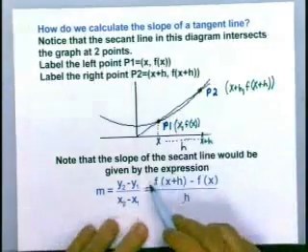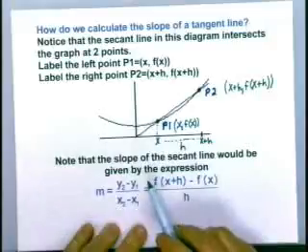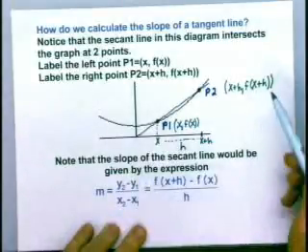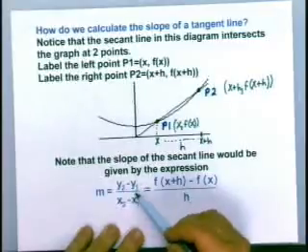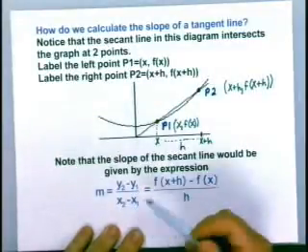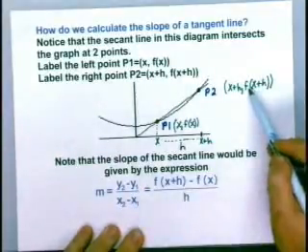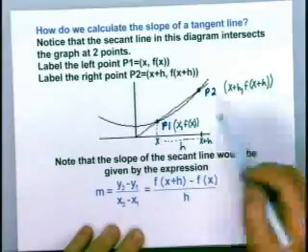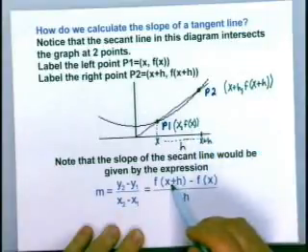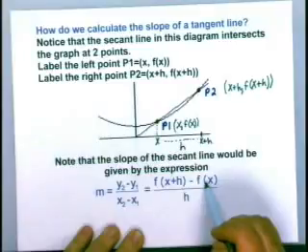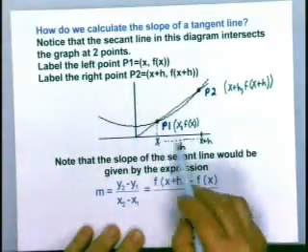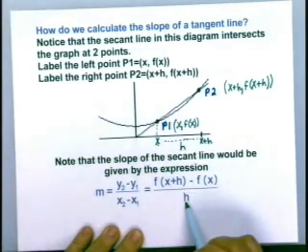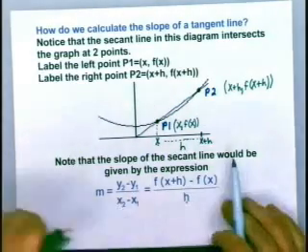The slope of this secant line would be given by the expression. Recall from algebra that to find the slope of a line, you can subtract the y values and divide that by the difference in the x values. So the y values in this case, f of x plus h and f of x, the difference in those would form the numerator of the slope, and then for the denominator, I have this distance from x to x plus h, which would be a distance of h.